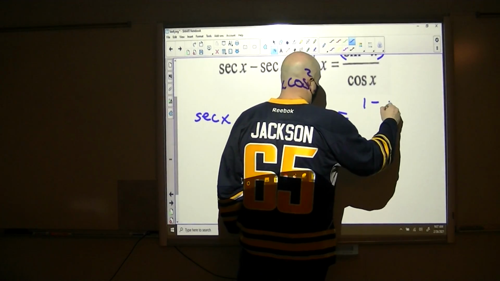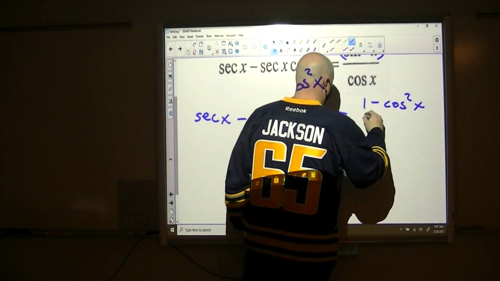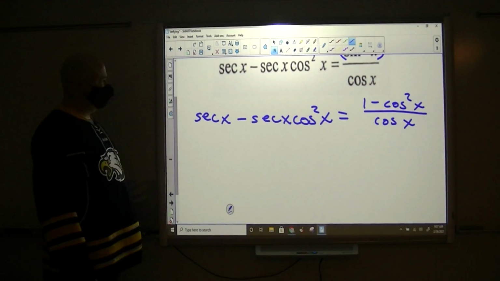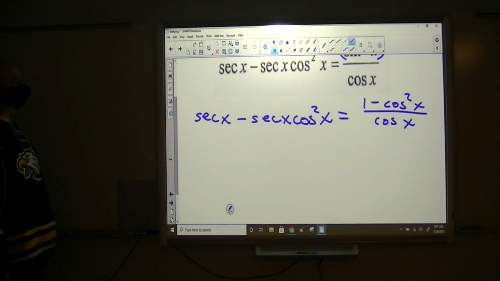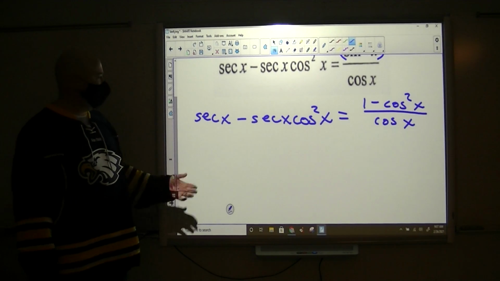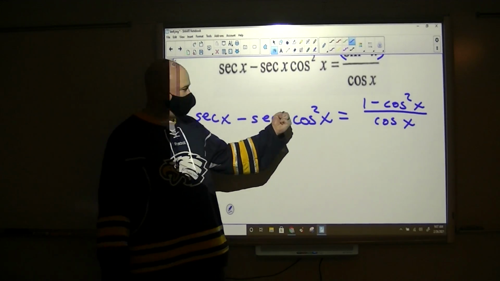we're going to call this 1 minus cosine squared x, like that. Yeah? Okay. Interesting. That could work. Now what? Right? Because we can't combine these.